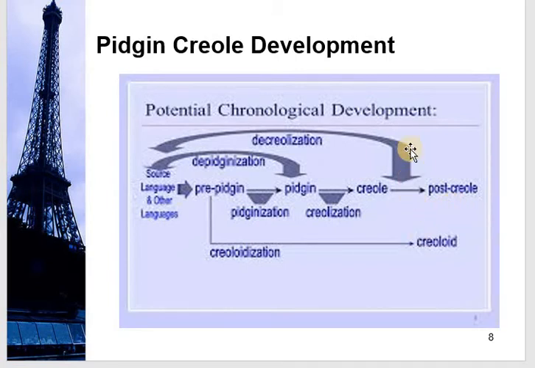Okay, decreolization is here the reversal of Creole. Creole should go back to its source language or standard language. This process from post Creole to source language is called decreolization. And sometimes from Pidgin to depidginization is also there. Suppose Pidgin has been established, but they decide to go back to the original language. So depidginization is also possible.